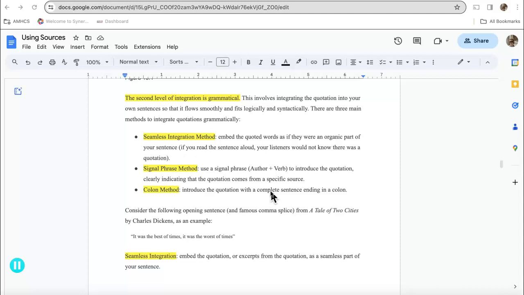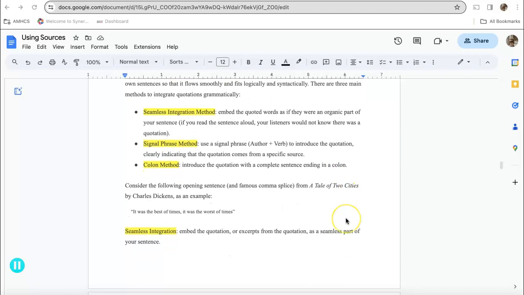And then finally there is the colon method. This you would use especially if you're introducing a longer quotation, one that's longer than 4 lines, like a block quotation, but you can use it other times as well. All right, so let's look at some examples.